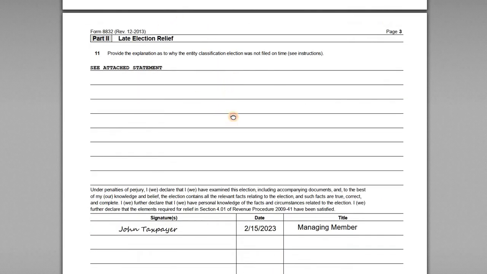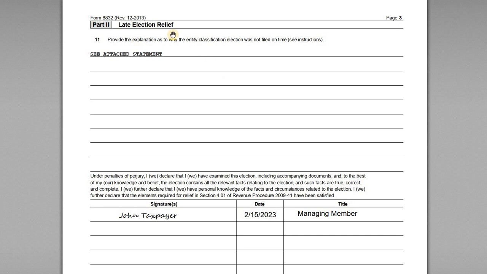And then part 2. This is the late election relief section. So if we're filing this timely, then this part 2 would just be blank. But in our case, it's not timely, right? So we're filing under the late election relief procedures.